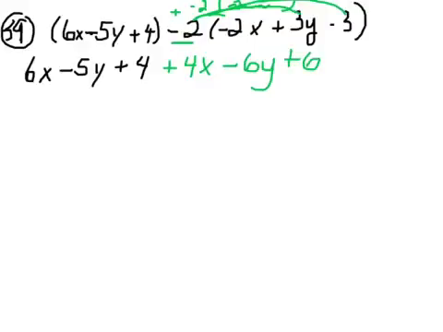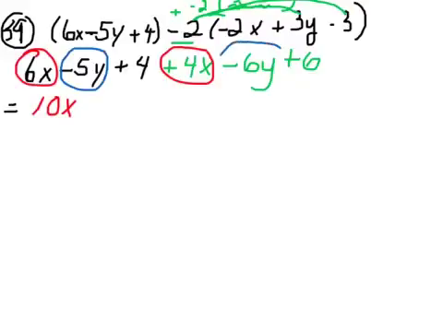Now all I got to do is combine like terms. Okay, so let's go looking for like terms. I've got 6x here and 4x here. That's 10x. I'll just write each like term in a different color. I've got a minus 5y here and another minus 6y.